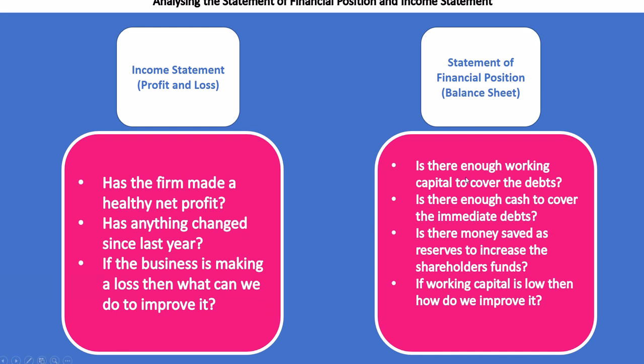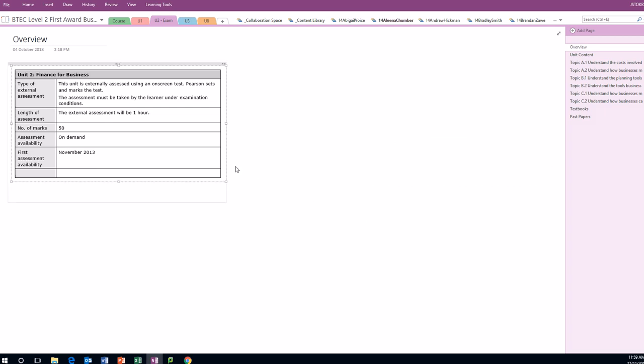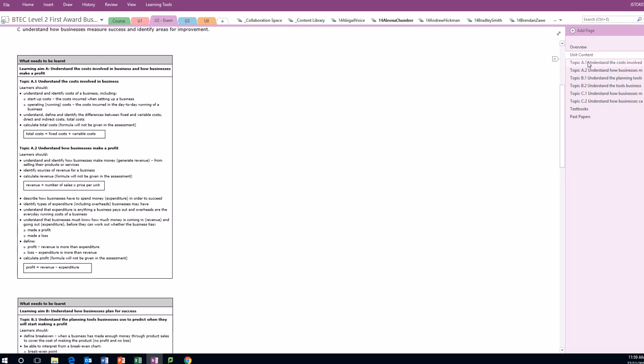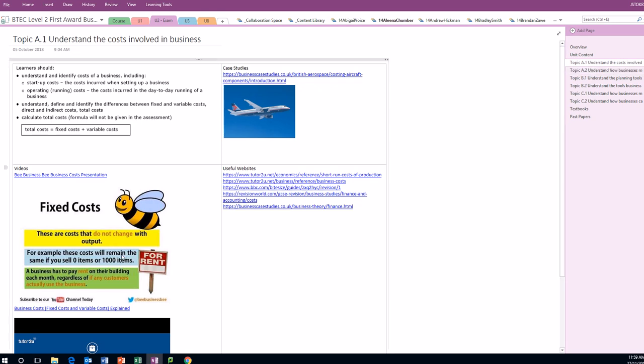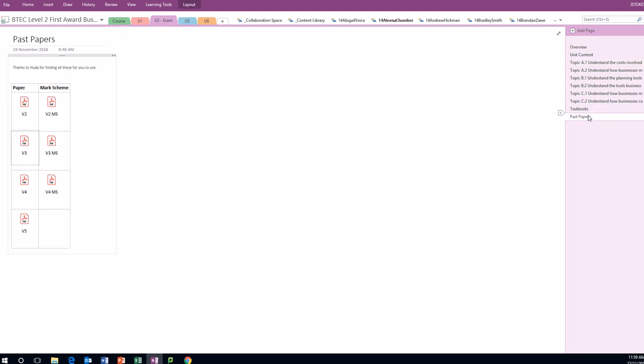Now remember that you have a OneNote you can look at. I'm going to show you now. In the Unit 2 exam section, it tells you the overview and the content, and it goes through each section. I've found some useful videos on YouTube, other than this one, some case studies, and some excellent websites. There are some past papers with some mark schemes you can look at.